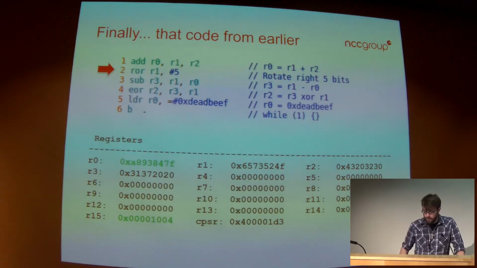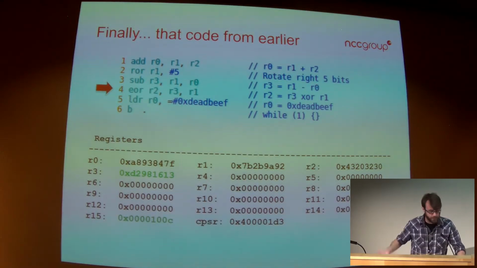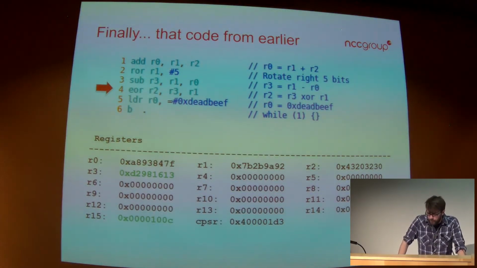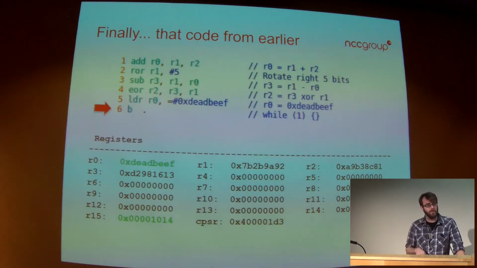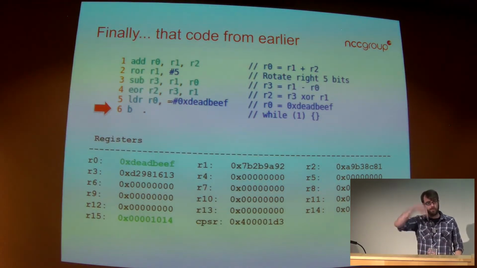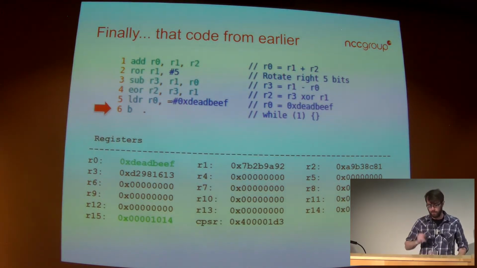Next, we're going to subtract, R3 equals R1 minus R0. And then we'll have exclusive OR, so R2 equals R3 XOR R1. And then we're going to load R0 with the value dead beef. We'll go back in just a second. And then B dot, so in the GNU assembler, if you use the dot, that refers to the current instruction, whatever the value of PC is.